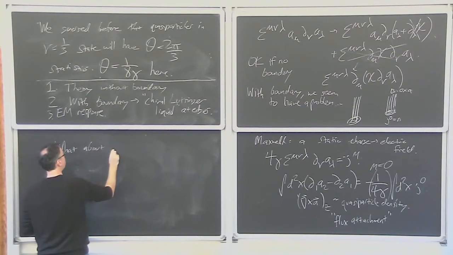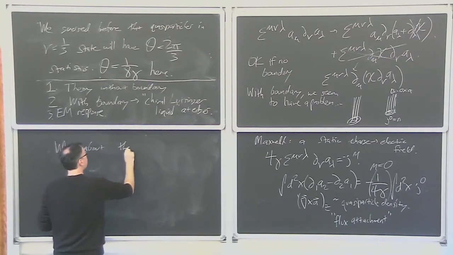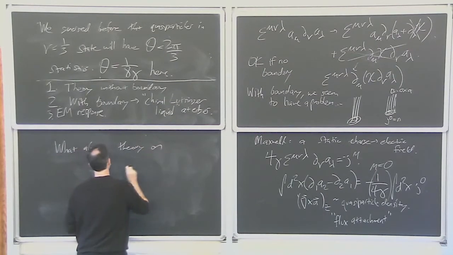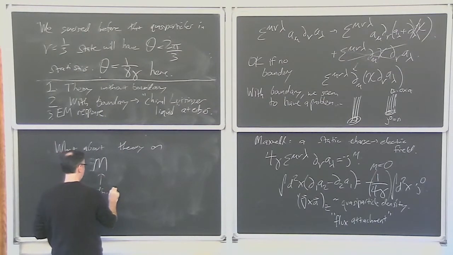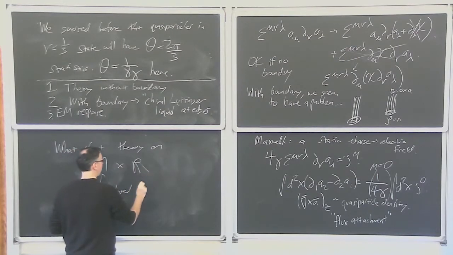So let's say, what about the theory on... well, instead of thinking about the full two-dimensional space, let's think about some two-dimensional closed space times time, which will be R.